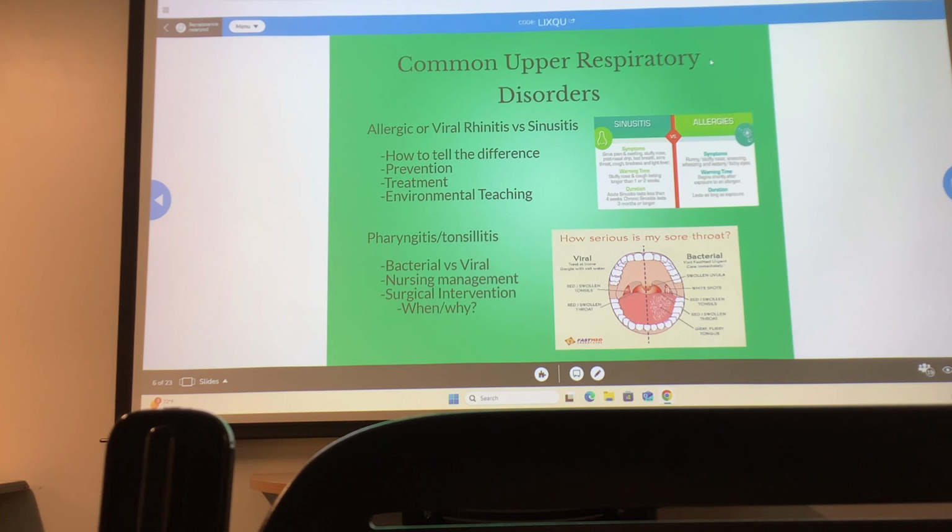Okay. You talked about drainage. How does the drainage differ between those three? Viral is clear, bacterial is green. Green, yellow, gross, it's cloudy, it's thick, right? What about allergic rhinitis? Is it also clear? Yeah, absolutely.